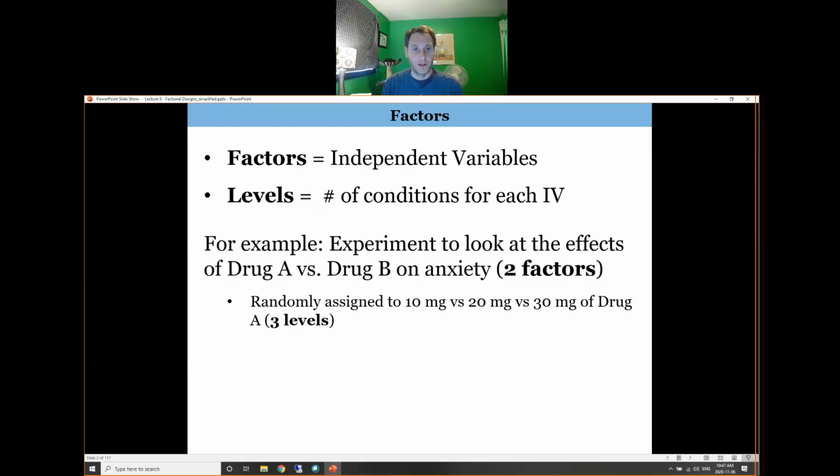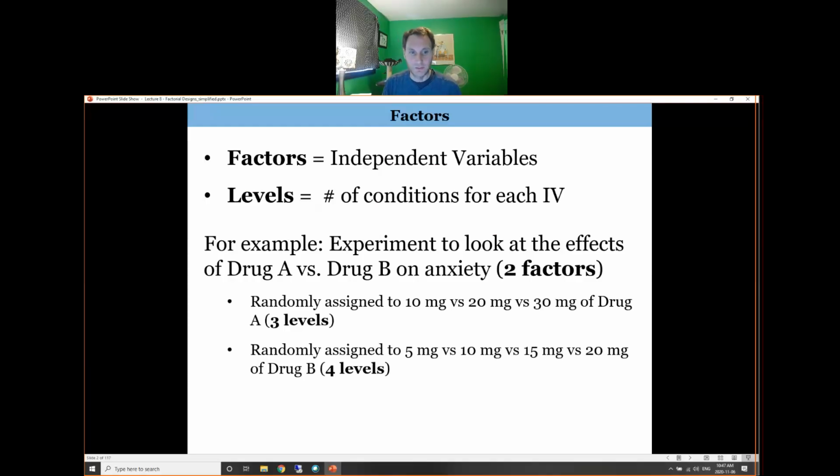So for drug A, you might randomly assign people to either take 10 milligrams versus 20 milligrams versus 30 milligrams, so three conditions. And likewise, drug B might have four levels, so 5 milligrams versus 10 milligrams, 15 and 20 milligrams.